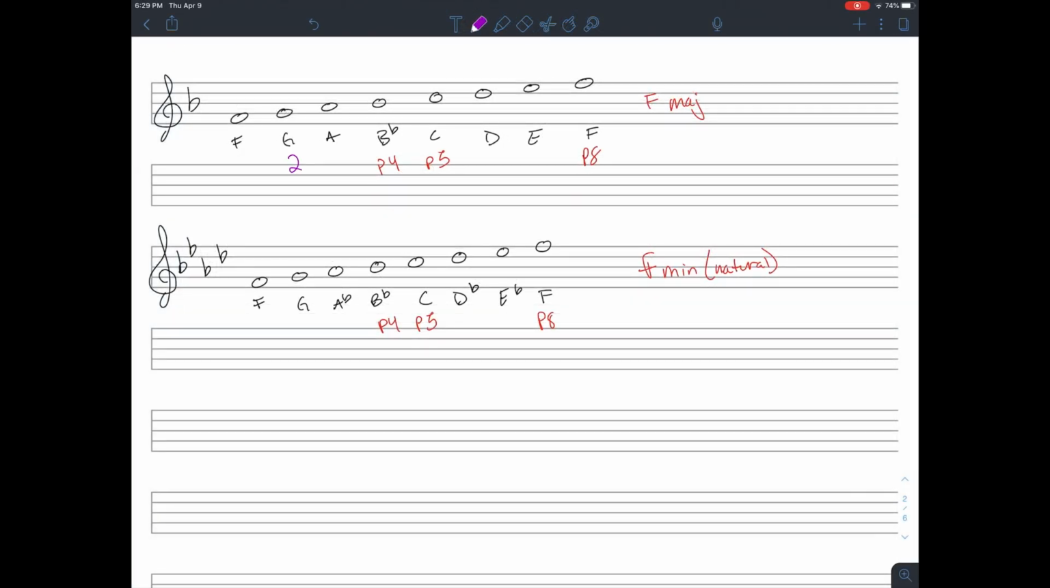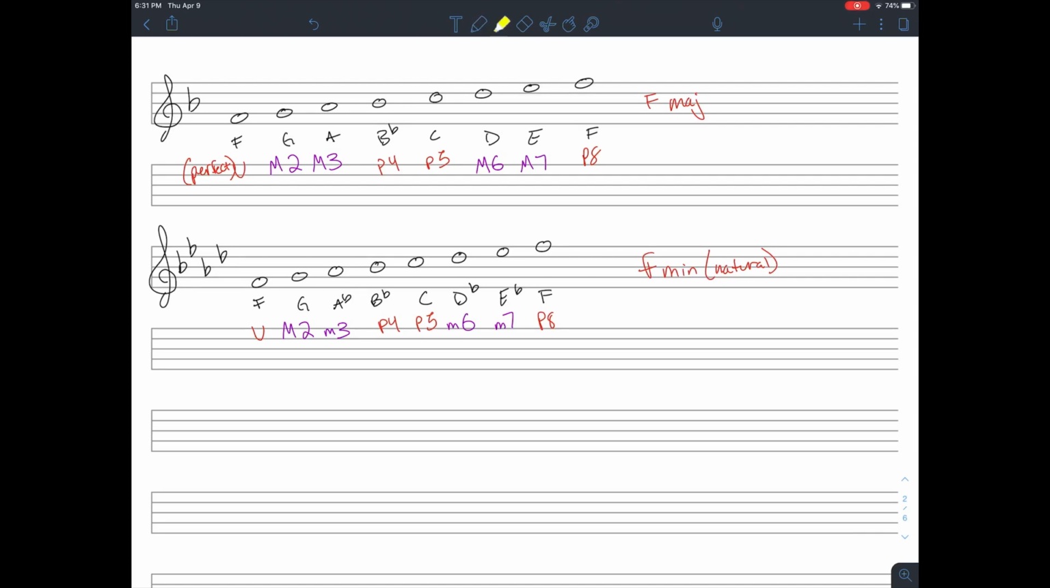Let's talk about the other scale degrees and the other letters and the other notes. So we have a second, a third, a sixth, and a seventh. And of course, we also have unison, which is usually perfect. Seconds, thirds, sixths, and sevenths are going to be major. F to G, F to A, F to D, and F to E.